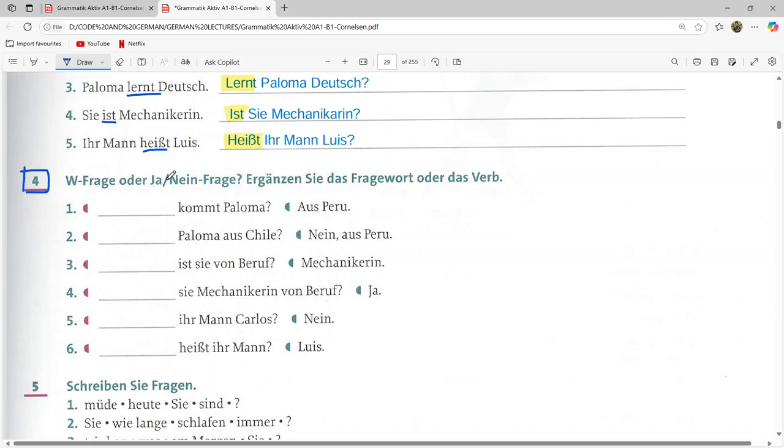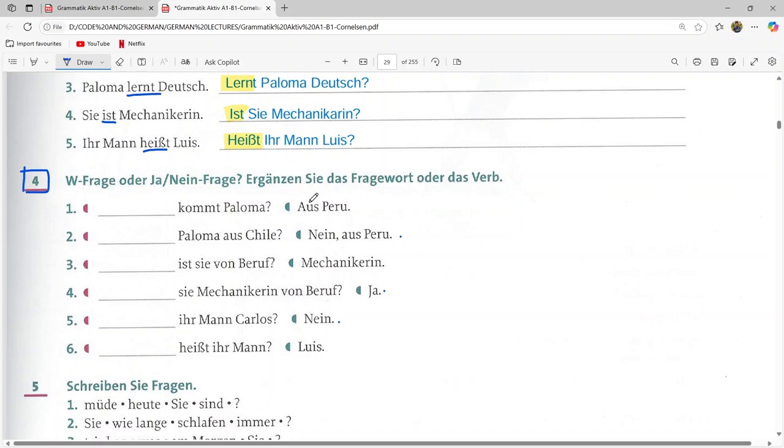W-Frage oder ja, nein, Frage. Ergänzen Sie das Fragewort oder das Verb. Now we have to determine, is it a W-Frage or a normal ja, nein, Frage. So when can we determine a ja, nein, Frage? You can determine it when the answer is yes or no. So this one is a ja, nein, Frage, this one is a ja, nein, Frage, and also this one. Other than these are the W-Fragen. Okay.